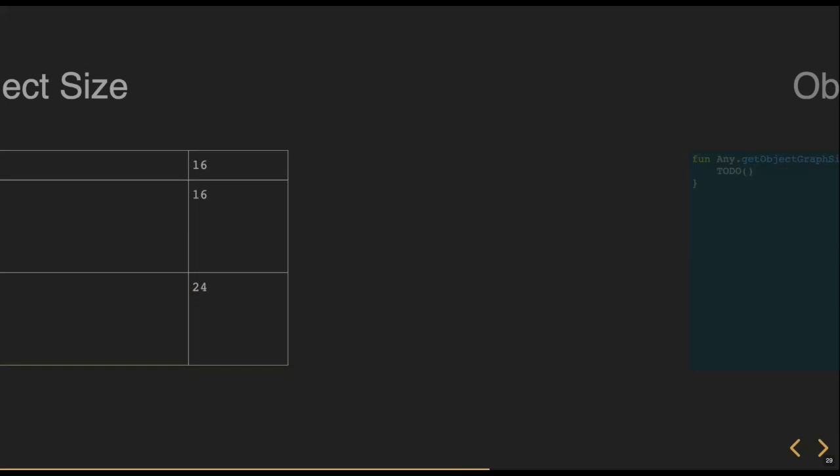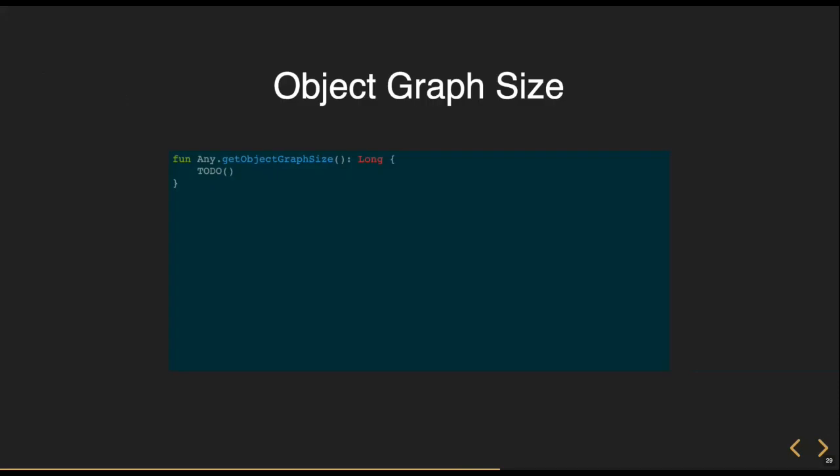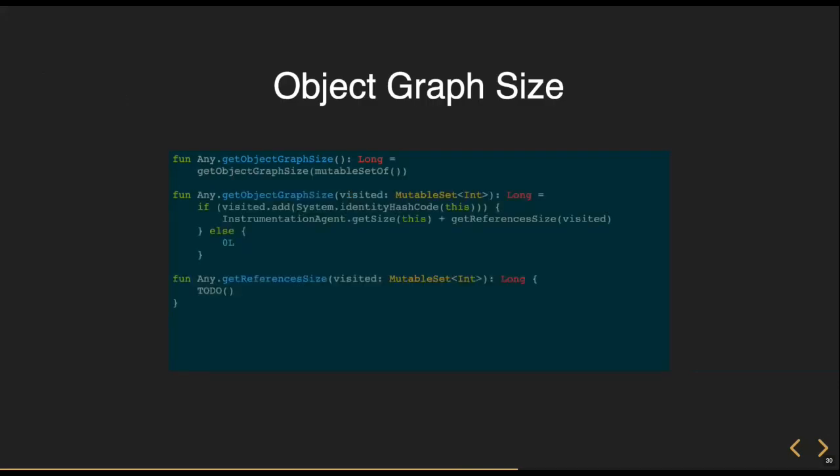So our goal is to build this method, getObjectGraphSize, on any instance. We're going to recursively go through all the references. We have to keep track of everything we've already visited so that we don't run around in circles and end up with a StackOverflow. So we have this set to keep track of everything we've already visited. And if we haven't visited the object, then we get the size of the object itself. Then we find any references it might have to other objects, and we add all those too.